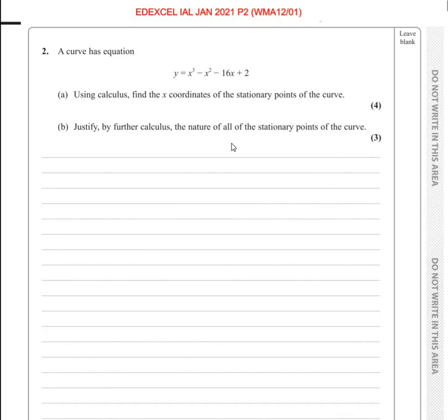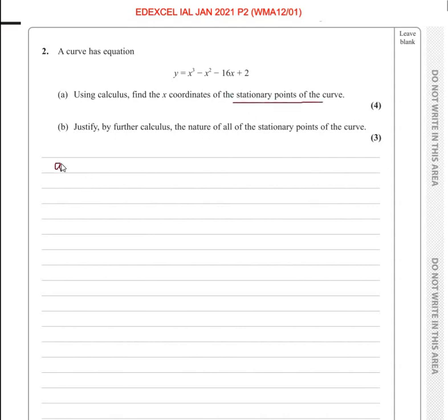Welcome back. This is the second question from Edexcel International Advanced Level, January 2021, Pure Mathematics 2 paper. The second question is on calculus. A curve has equation y equals x cubed minus x squared minus 16x plus 2. Using calculus, find the x-coordinates of the stationary points of the curve.